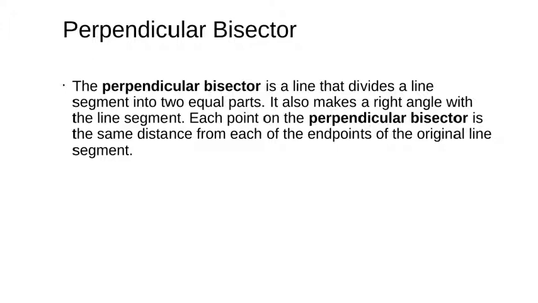So the perpendicular bisector is a line that divides a line segment into two equal parts, which is what we just talked about, but it also makes a right angle with the line segment. That's why it's called a perpendicular bisector. Each point on the perpendicular bisector is the same distance from the endpoints of the original line segment, which we won't be using now. We might use that later with triangles.